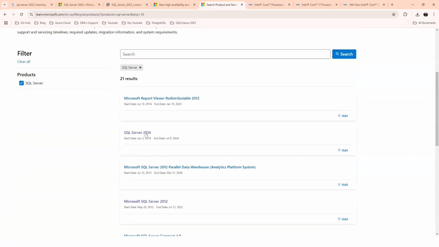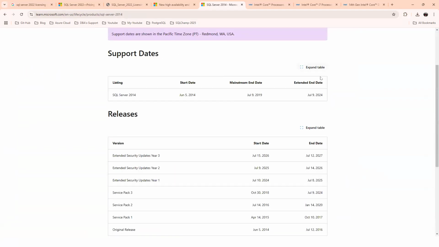Let's go for SQL Server 2014. The extended support is also completed. See, last year, July 9th, 2024, the extended support is also done. Means, in case you're still using SQL Server 2014 enterprise license and you got stuck somewhere, if you create a case to Microsoft, they won't support. Microsoft won't take your case, sir. You need to troubleshoot. That's it. Microsoft will tell that the support has been done. Either you need to upgrade the SQL Server version.